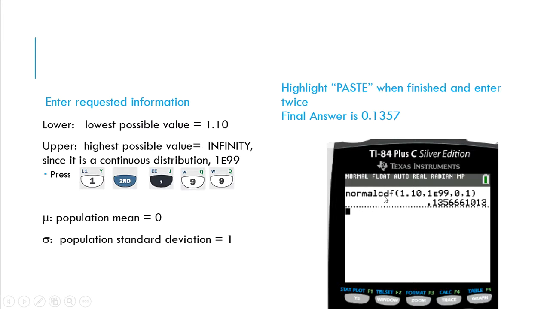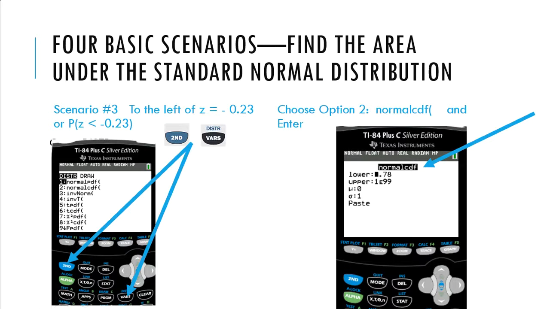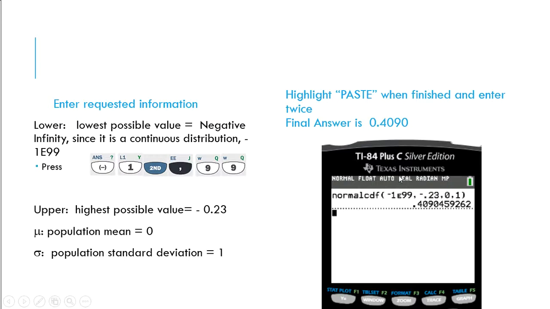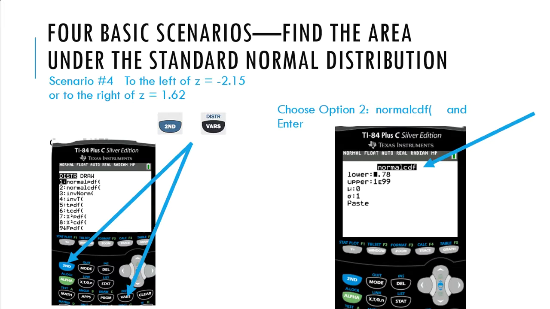Again, you might have a calculator that gives you normal CDF, and then you have to put it in this order. So the next one is to the left, where z is negative 0.23. So again, second DISTR, then you're going to do normal CDF. And now what you're going to do is negative 1 second, comma 99, which gives you, if you see over here, the negative infinity. And then negative 0.23 is the highest value for that one, and then 0 and 1. And then you get your final answer. Remember, it's okay to have negative values in those first two places.